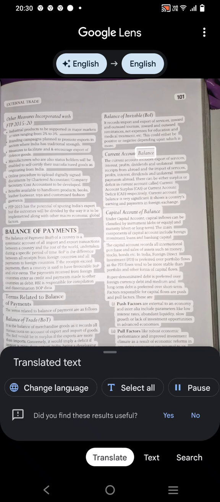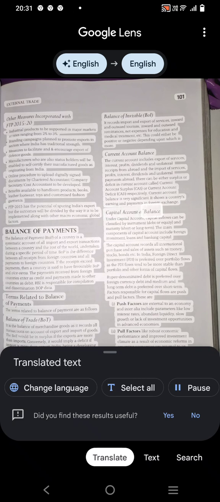Current account balance. The current account includes export of services, interest, profits, dividends and unilateral receipts from abroad, and the import of services, profits, interest, dividends and unilateral payments abroad. There can be either a surplus or a deficit in the current account, called current account surplus, CAS, or current account deficit, CAD, respectively. Current account balance is very significant. It shows a country's earnings and payments in foreign exchange.